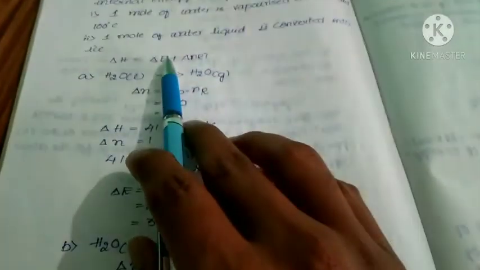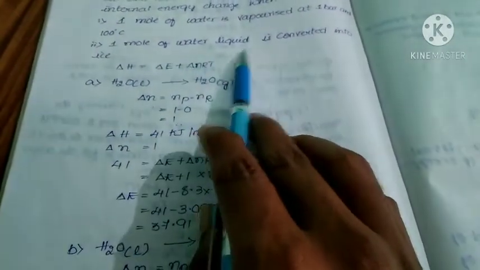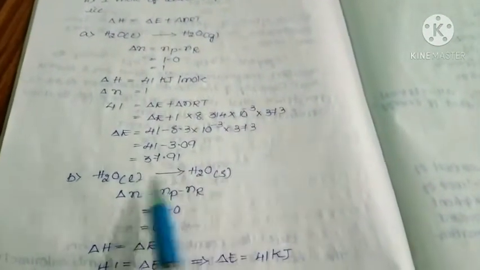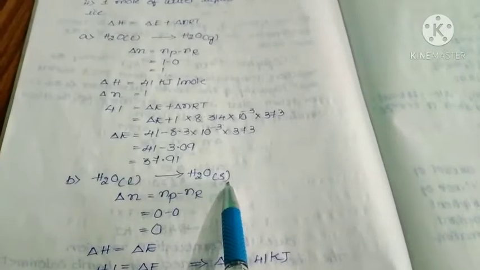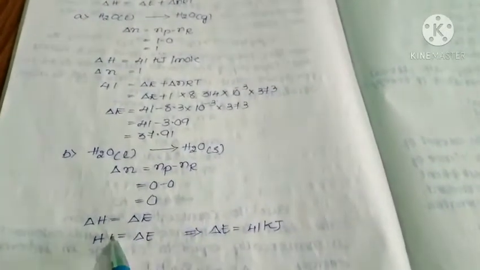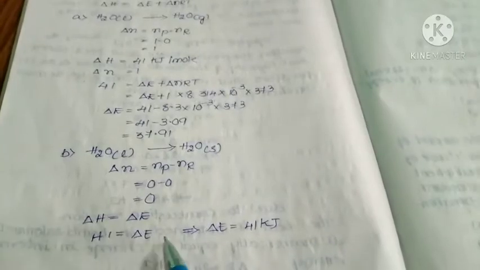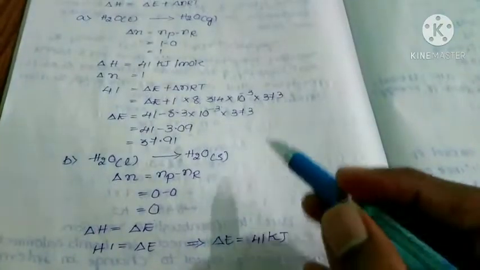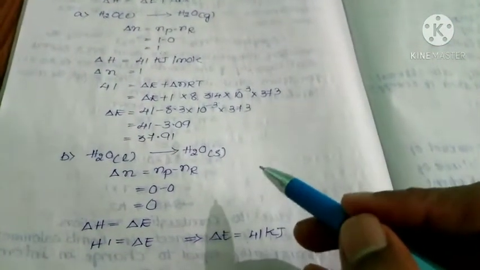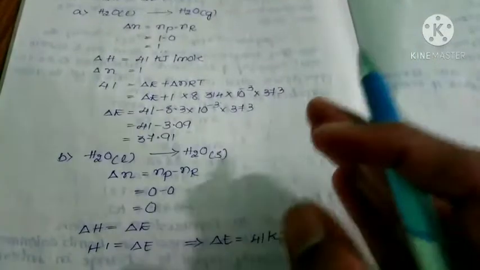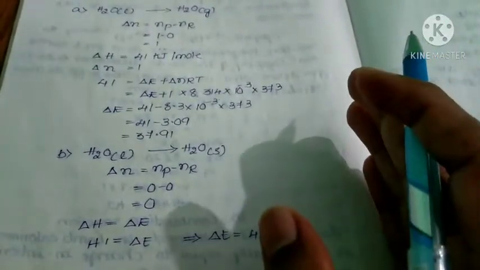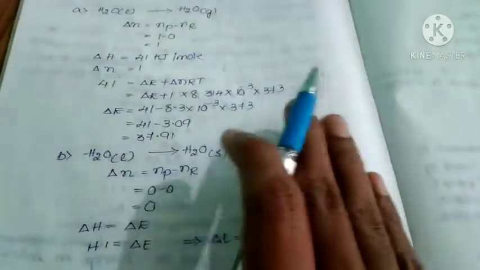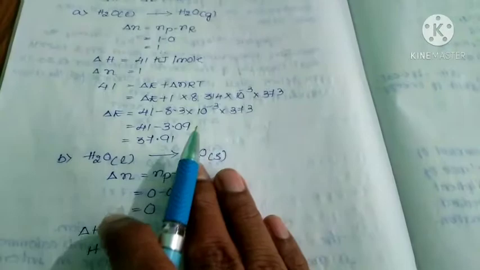Next, second condition is what? 1 mole of liquid water is converted into ice, that means liquid is converted into solid. Here there is no gaseous reactant, no gaseous product, then delta n will be 0. If delta n is 0, delta H equals delta E. Already delta H is given, that will be equal to delta E, that is 41 kilojoules. So that is the way to find out delta E or delta H. You have to read the questions carefully, then you will get a clear idea. This is all about numericals based on heat capacity, specific heat, and first law of thermodynamics. Thank you.